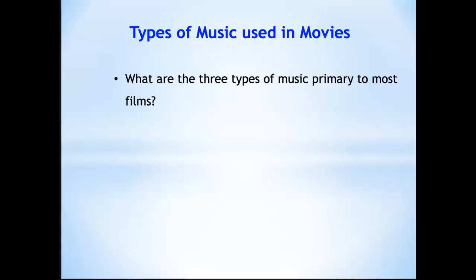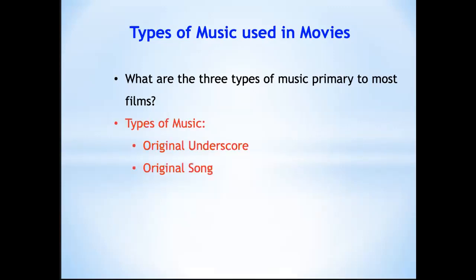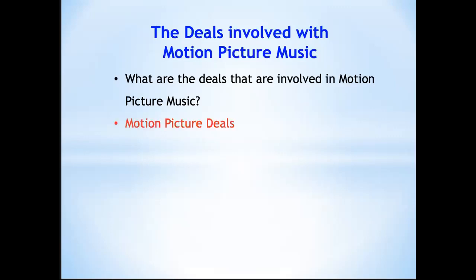So, types of music used in movies. There are 3 types of music primary to most films: original underscore, original song, and licensed pre-existing song. There are many deals involved with music used in motion pictures. The following deals are some of the deals, or all the deals, that they could face.